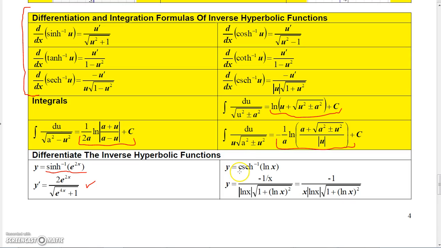Okay, how about the inverse hyperbolic cosecant of natural log of x? So where's that one? That one looks like that would be here, right? Okay, well, now here u is natural log of x, right? So u prime would be 1 over x. So now the formula says we need minus u prime, so I have minus 1 over x in the numerator. And then in the denominator, I have the absolute value of u, so that would be the absolute value of natural log of x, and then times the square root of 1 plus the natural log of x quantity squared. And then you can actually move the x to the denominator here and get minus 1 over x times this absolute value times the square root.